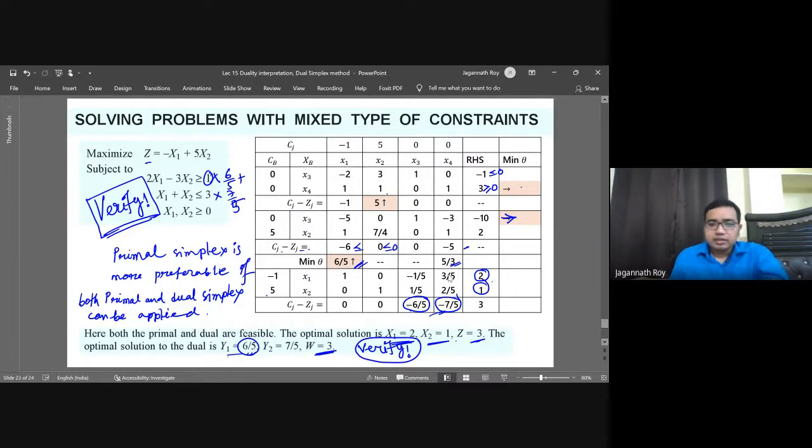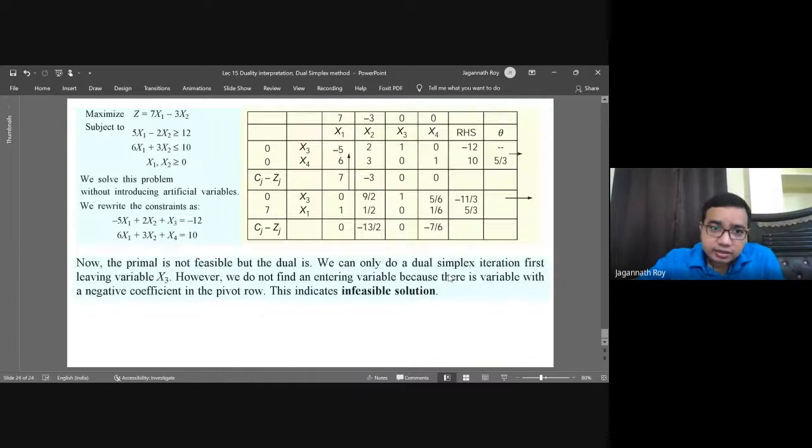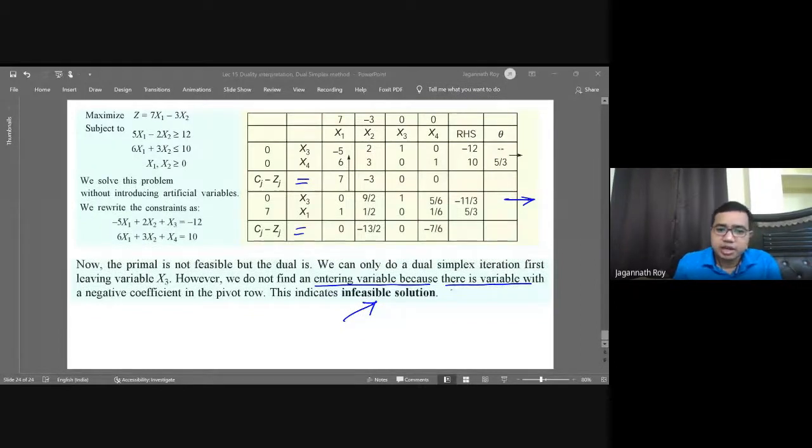The last thing that I want to mention is the infeasibility. The dual simplex can also become infeasible when we do not find any entering variable, but there is always a leaving variable. In that situation, we call it an infeasible solution. Okay, with this information, I will stop here. If you have any doubt, you can ask me.